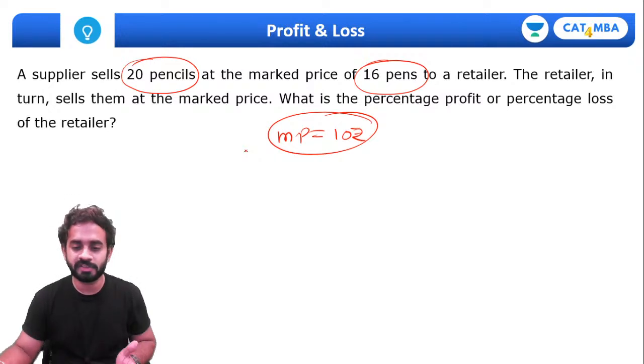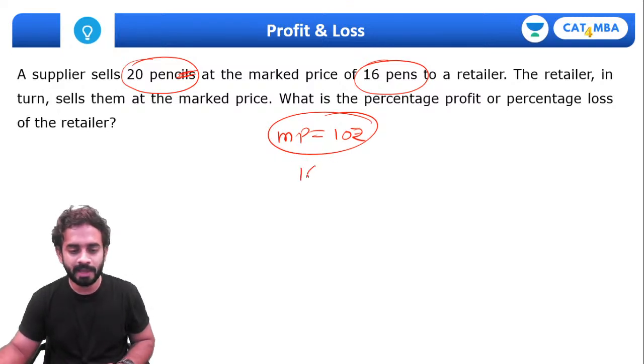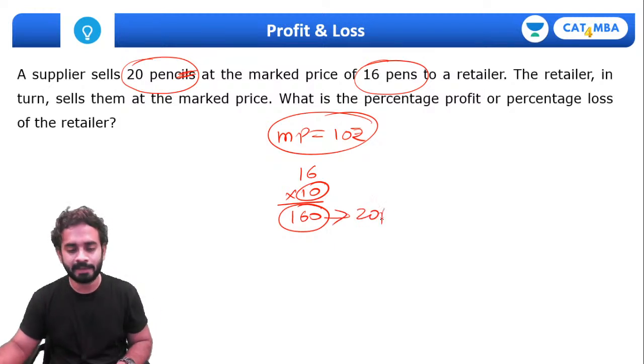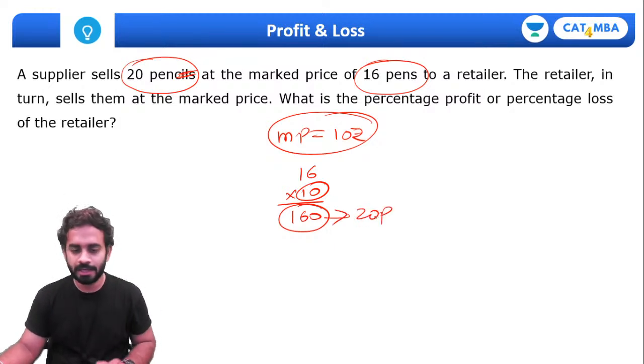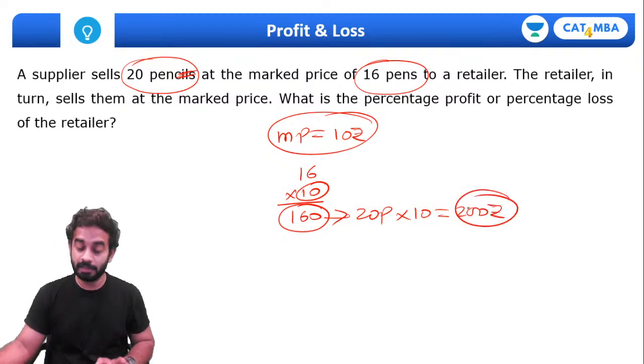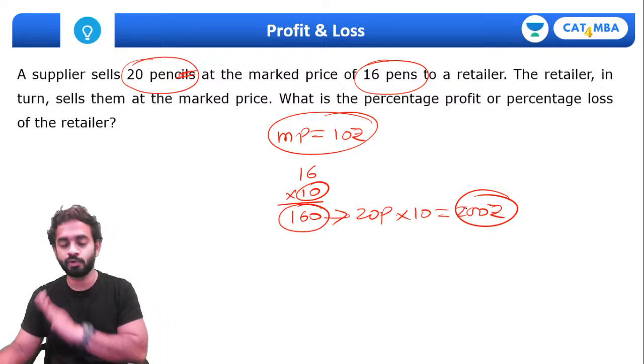Okay, what is the percentage profit or percentage loss? Here we just have to take pens, not pencils. Let us consider the marked price for every pen is 10. So we multiply 16 by 10, because 160 will be the total marked price of 16 pens. Now, in 160 rupees, instead of 16 he got 20 pens, right? But he sold them at the list price, which is nothing but 10. So 20 into 10, you get 200 rupees. So he sold all the 20 pens for 200 rupees.